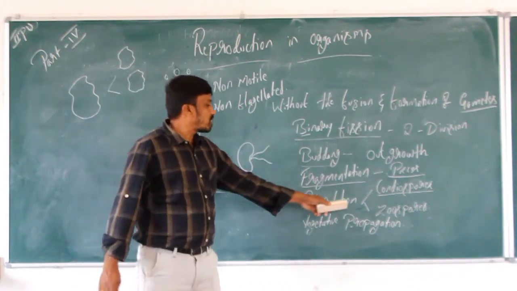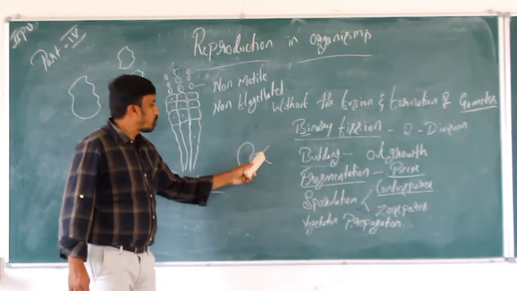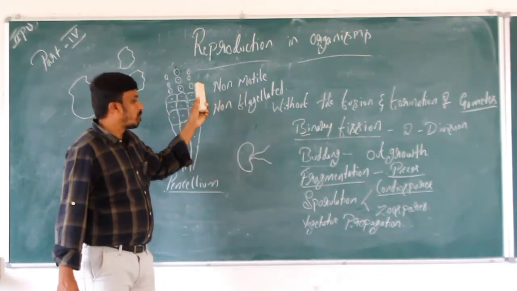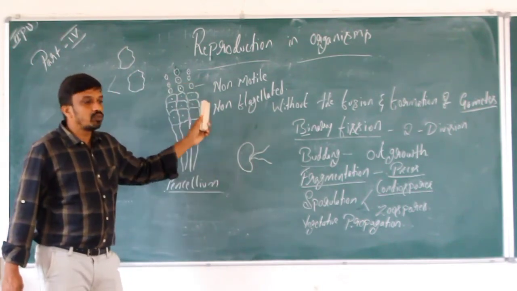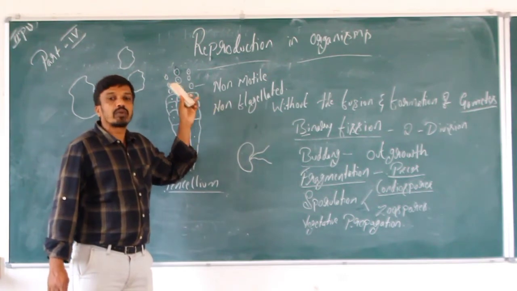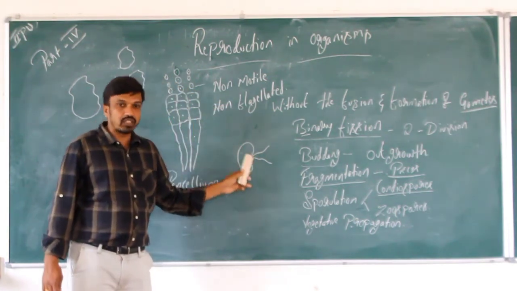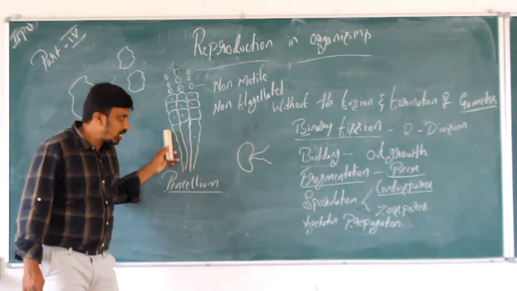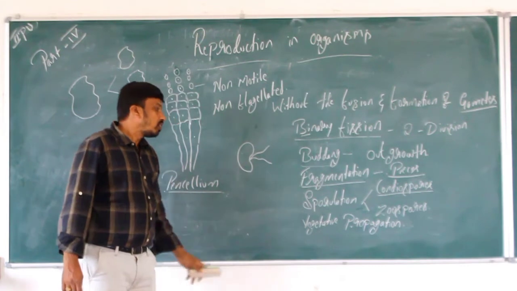So what is the difference between conidiospores and zoospores? Conidiospores have no flagella, zoospores have flagella. These are non-motile, these are motile. They cannot move, they can move. They are produced exogenously, they are produced endogenously. Example, Penicillium. Example, Chlamydomonas and Ulothrix.